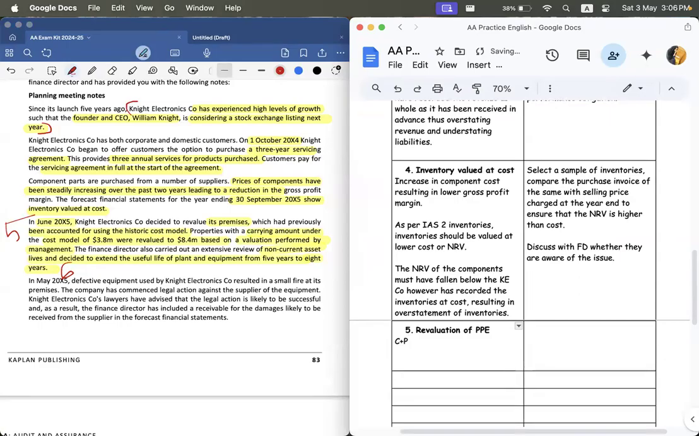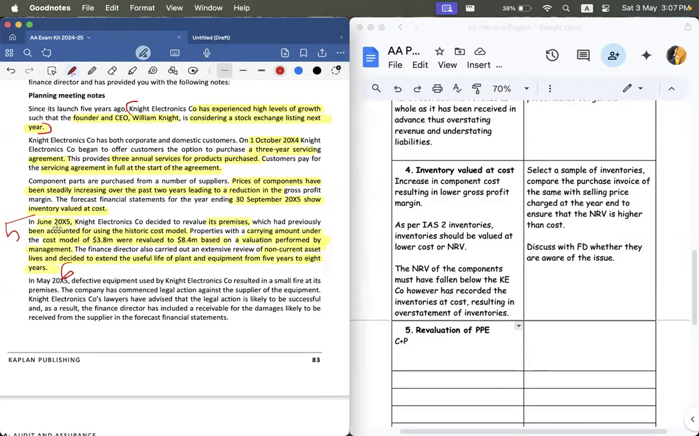Clear? Okay. You're going to mention everything. I'll just mark it here. You're going to mention Knight Electronics decided to revalue the premises. It was previously under the historic cost model. The revaluation has been done on the cost model from 3.8 million to 8.4 million based on the valuation performed by the management. This much should be there. Clear?